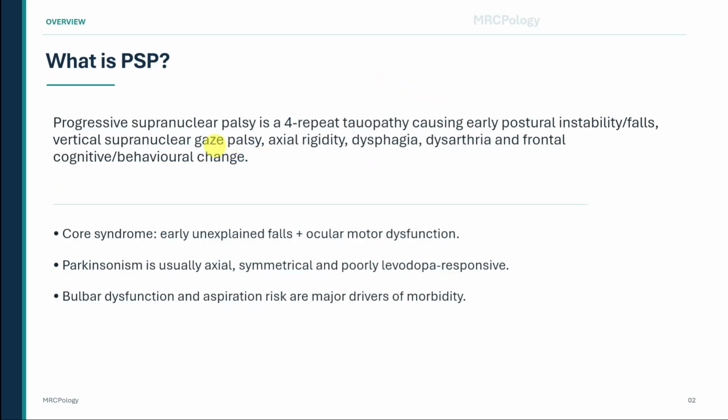Progressive supranuclear palsy, or PSP, is a neurodegenerative condition caused by abnormal accumulation of tau protein. More specifically, it is a 4-repeat tauopathy. This abnormal tau leads to degeneration in important areas such as the midbrain, basal ganglia, subthalamic nucleus, frontal circuits, and brainstem. So the disease affects eye movements, posture, gait, speech, swallowing, and behavior. Phrase to remember is this: early unexplained falls plus vertical supranuclear gaze palsy. That combination is very high yield for MRCP.